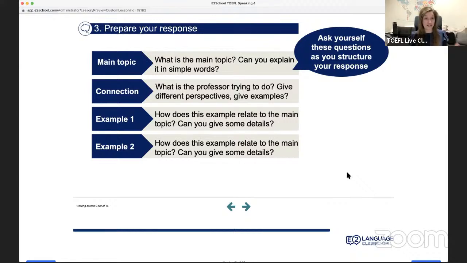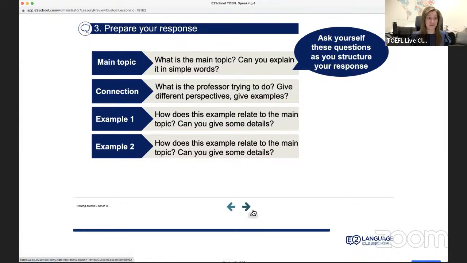So you want to start with the main topic. What is the main topic? Can you explain it in simple words? They were discussing the true identity of William Shakespeare, something to that effect. Then the connection. What is the professor trying to do? Are they trying to give different perspectives, examples? Are they convincing somebody of something? And then we go into our examples. We want to discuss both examples and some of the corresponding details. So how does the example relate to the main topic? Some details. Then the second example. How does this example relate to the main topic? Some details.